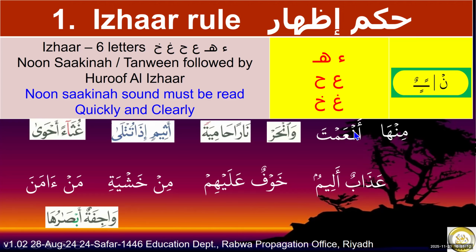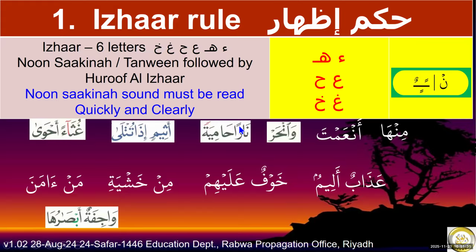Anamta. An-amta, it is wrong. We have to be quick here. Anamta. Anhar. This is fatha joined with the nun sakin, and nun sakin followed by ha. Letter ha is one of the huruf al izhar. So anhar. Naran hamiya.